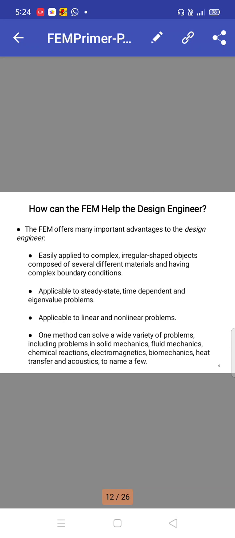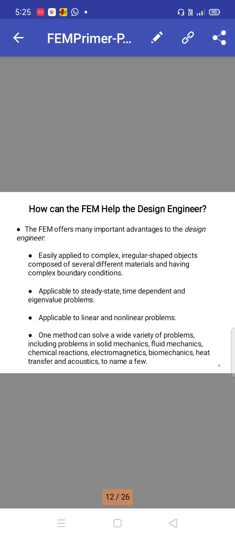FEM helps the design engineer. The FEM offers many important advantages to design engineers. It is easily applicable to complex, irregular shaped objects composed of several different materials and having complex boundary conditions. It is applicable to steady state, time dependent, and eigenvalue problems, and to linear and nonlinear problems. One method can solve a wide variety of problems, including problems in solid mechanics, fluid mechanics, chemical reactions, electromagnetics, biomechanics, heat transfer, and acoustics, to name a few.